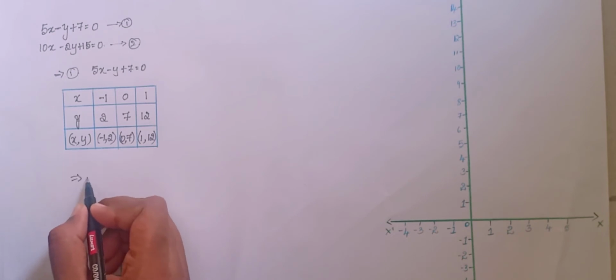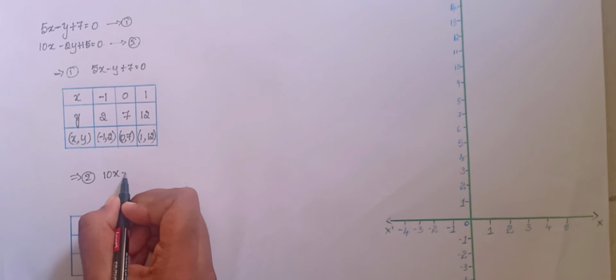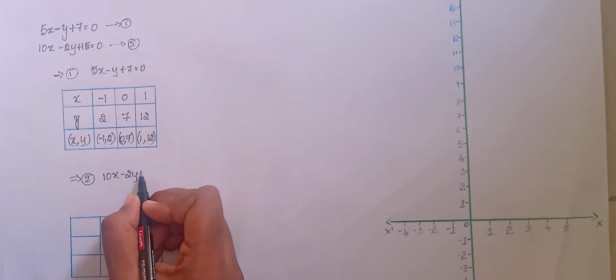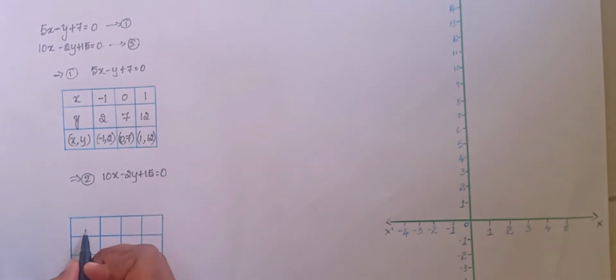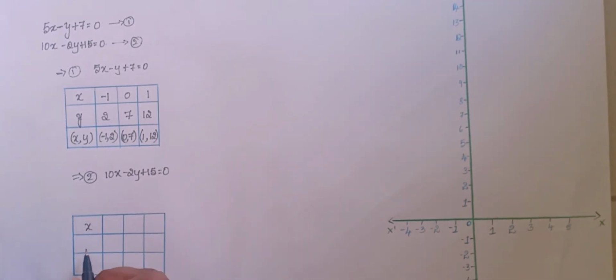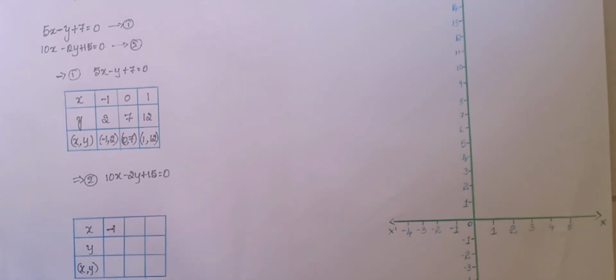Next one, equation 2. What do we have in equation 2? 10x minus 2y plus 15 equals 0. x, y, x comma y. Now we will substitute values for x. I'll substitute minus 1 only. If you want, you can put other values also. For example, you can put 3, 2, otherwise you can put 20 like that also. Then also we'll get parallel lines only for this question.